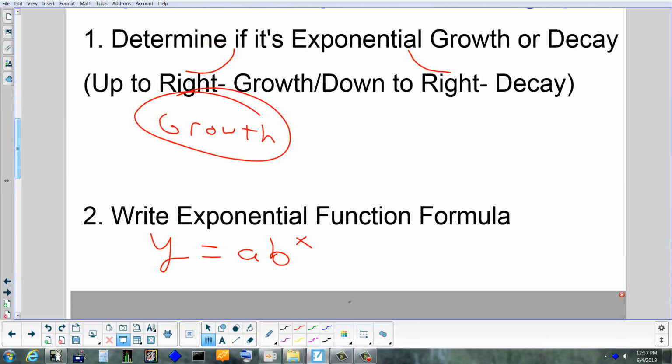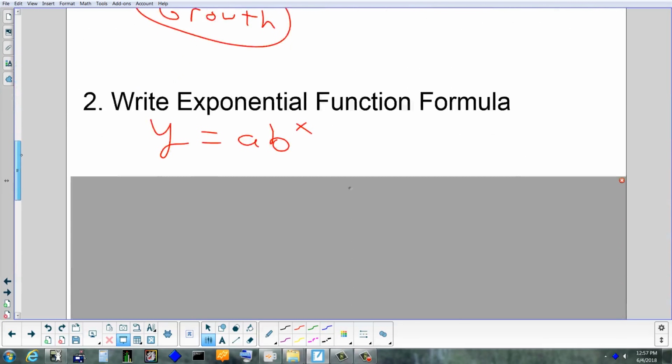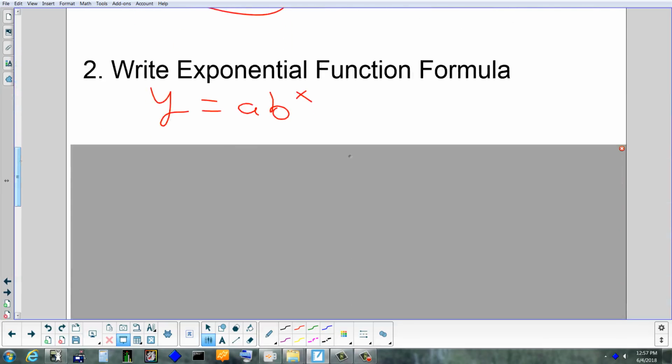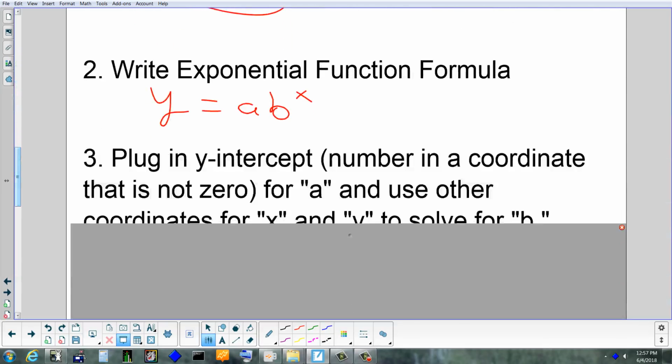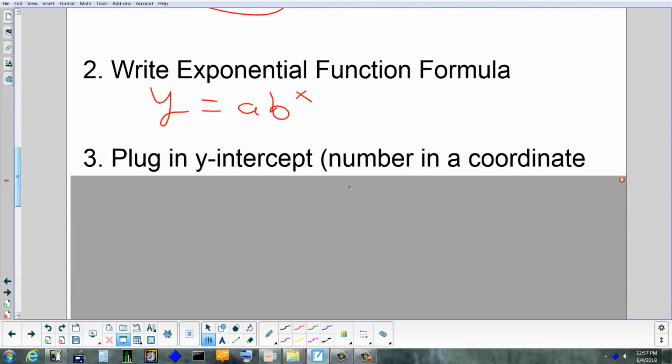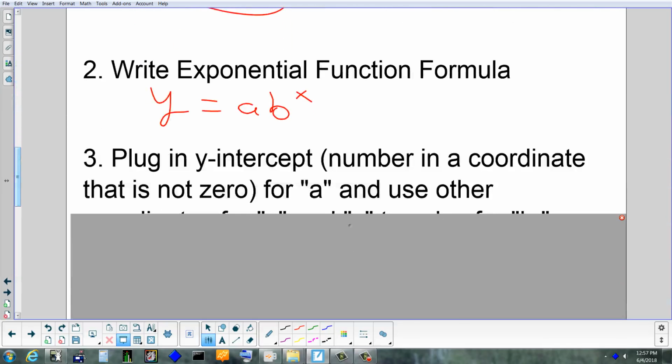Does everybody have the up and to the right, down and to the right? Yes. All right. Okay, exponential formula, we should have that. All right. So now, how do we find A and the B? Well, let's start with how we find A, because that's kind of like what you've done before. It says you're going to look at the y-intercept.